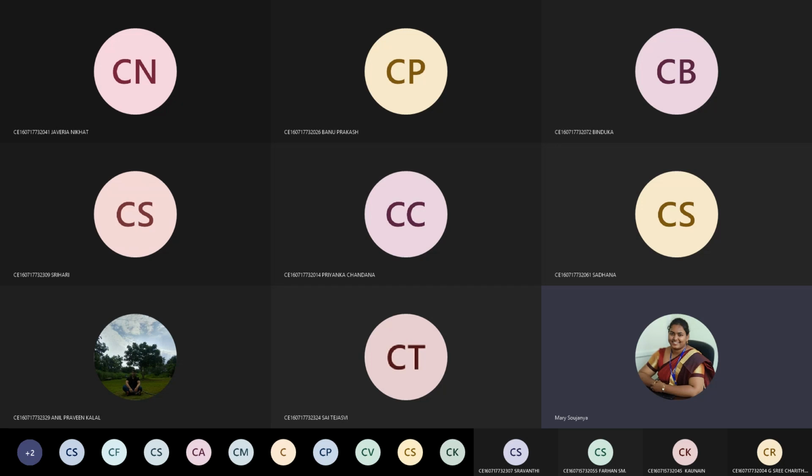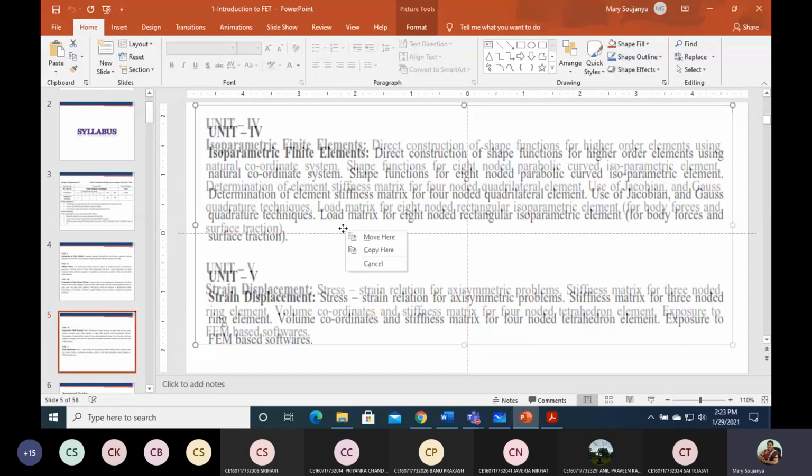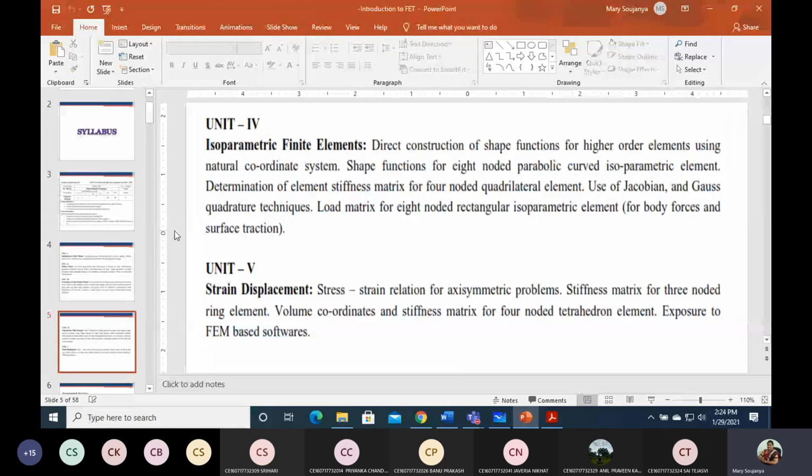Right. I'll share my screen with you. You have your syllabus on screen. So this is your syllabus for unit 4. Construction of shape functions of higher order elements using natural coordinate system. That's the first thing. Next is shape functions for 8-noded parabolic curved isoparametric element. And then elemental stiffness for 4-noded quadrilateral element.